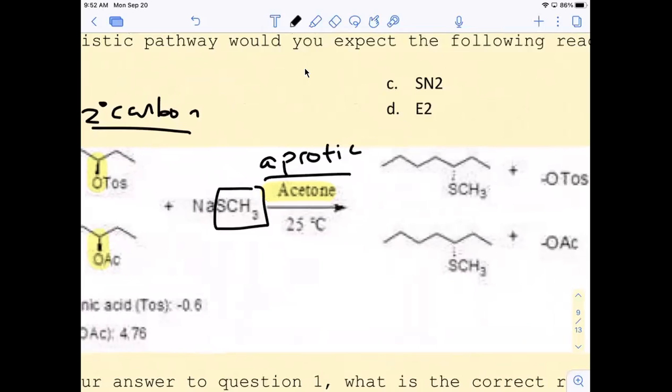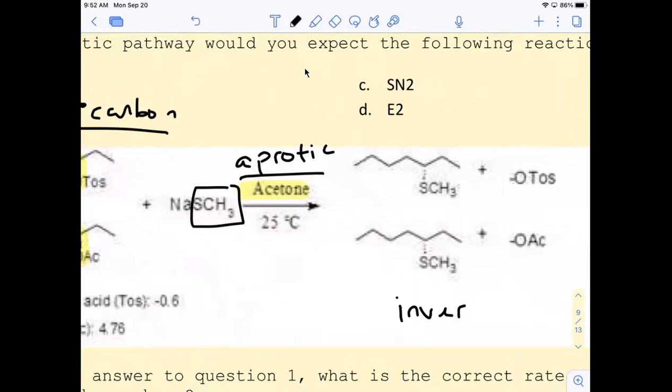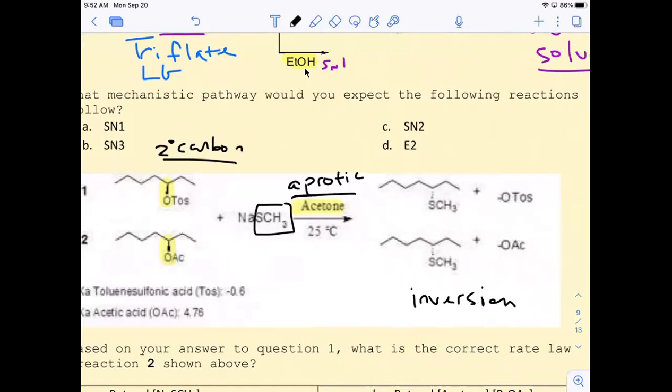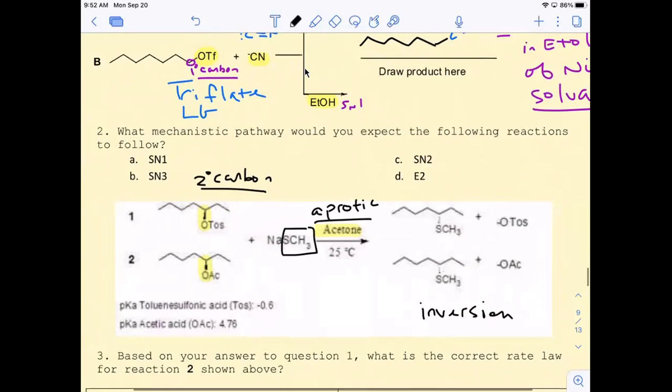Inversion. Yes. So you have inversion of stereochemistry. You got an aprotic solvent. You have a secondary carbon. Of the choices, what would you pick? C, SN2. It's SN2. All those things give that away. I kind of gave it away earlier, but all those factors give it away. Inversion of stereochemistry, aprotic solvent, secondary substrate, good leaving group, all those factors point to that mechanism being SN2.